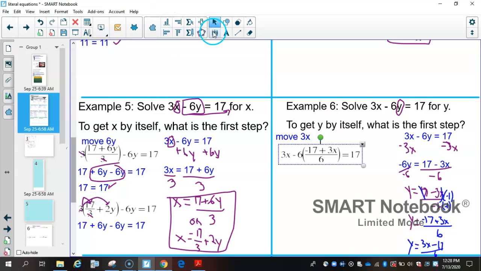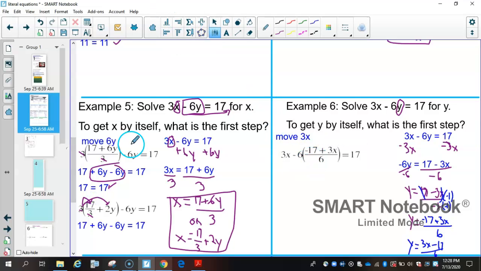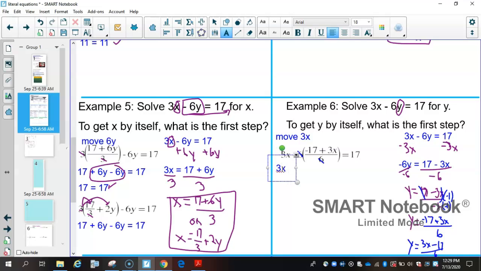Okay. And then you see it looks very similar to this one, it's just the placement has moved and some of the numbers are changed. Now I have this 6 and this 6, and I can divide those two to become 1. However, this is still subtracting on the outside, so when I cancel those 6s, I'm left with 3x minus negative 17 plus 3x equals 17.